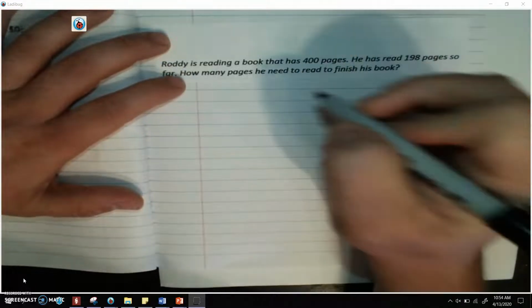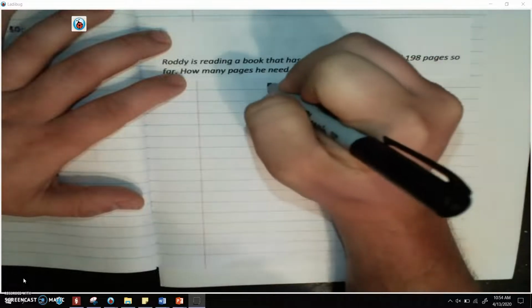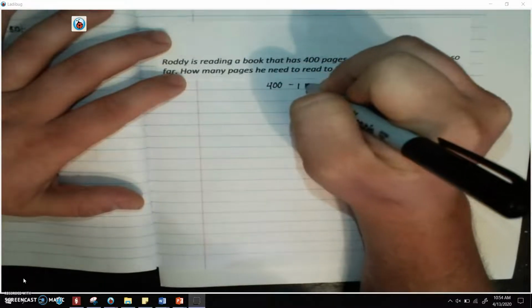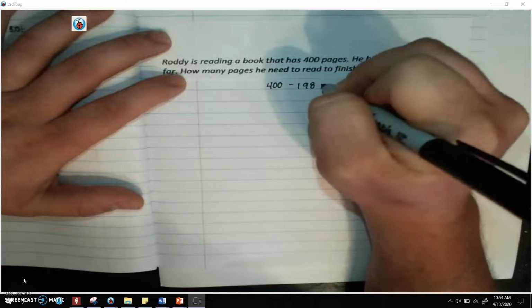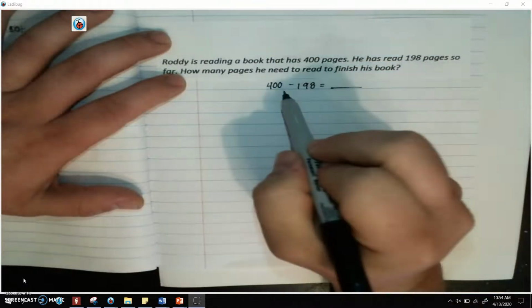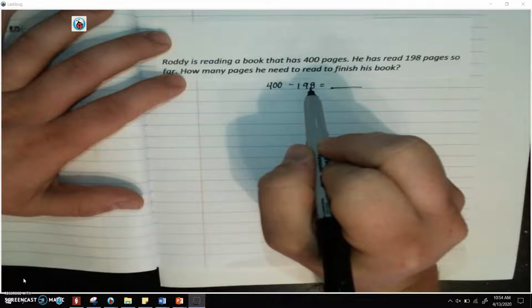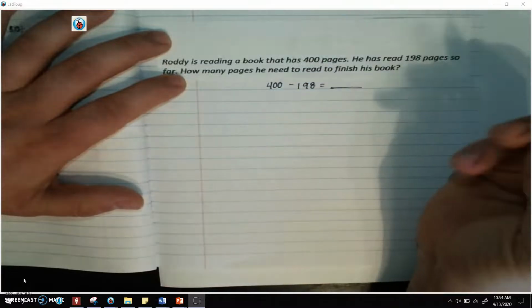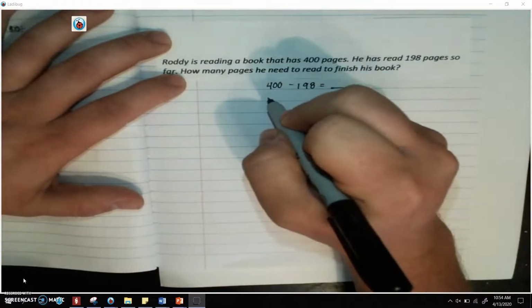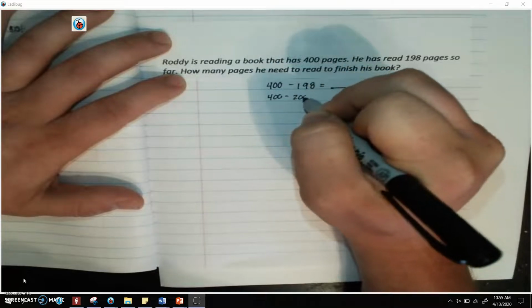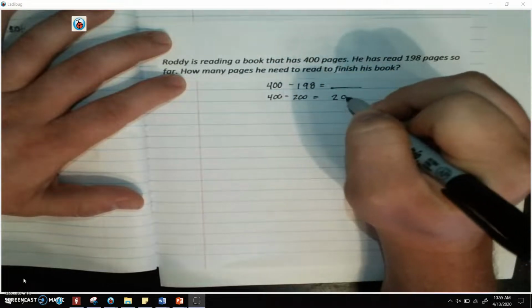So I know that this is a difference problem or a subtraction problem. My equation is going to be 400 minus 198, and that's going to equal something. I know that 198 is only 2 away from 400. So if I did 400 minus 200, that would be a difference of 200.